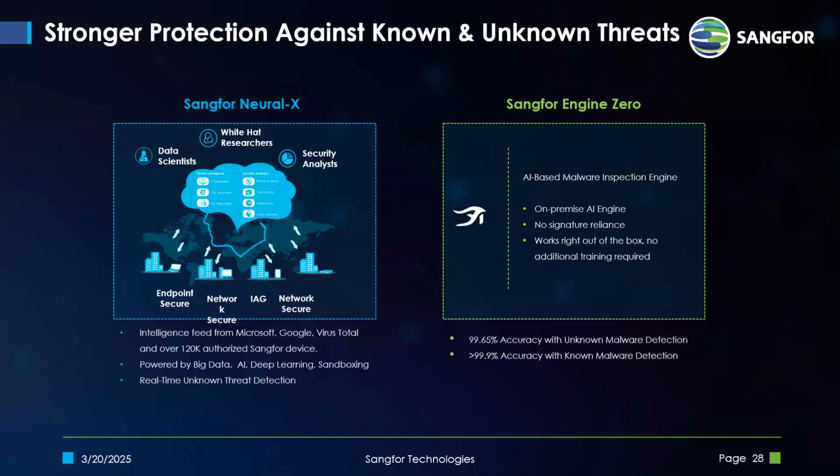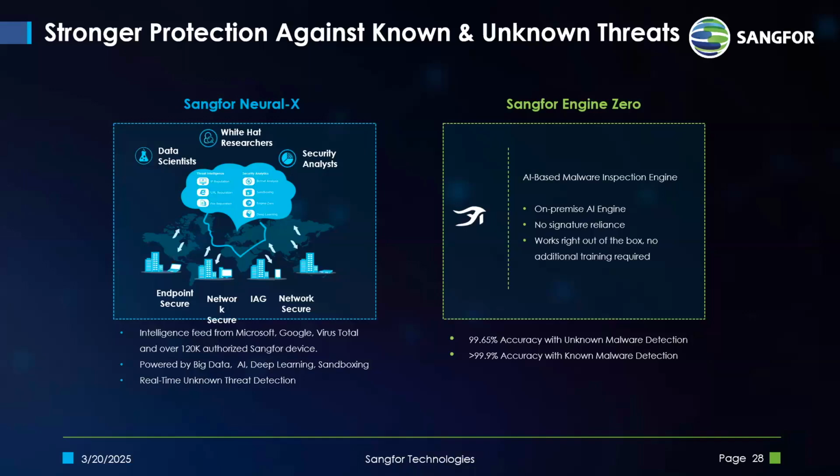Sangfor NeuralX and Sangfor Engine 0 are the two engines that I already mentioned. These are two unique values that the Network Secure firewall has. One is Sangfor NeuralX, which is a cloud-based threat intelligence. This is a Sangfor cloud that takes intelligence feeds from Microsoft, Google, VirusTotal, and also from over 100,000 authorized Sangfor devices connected to NeuralX. So for example, if you are deploying a firewall in your premises, that firewall can also be connected to NeuralX, in addition to the other 120,000 devices that are connected to NeuralX.